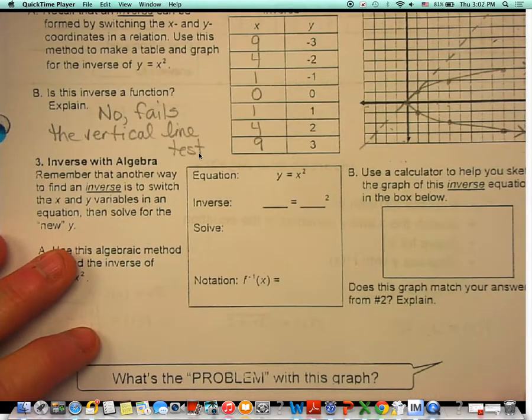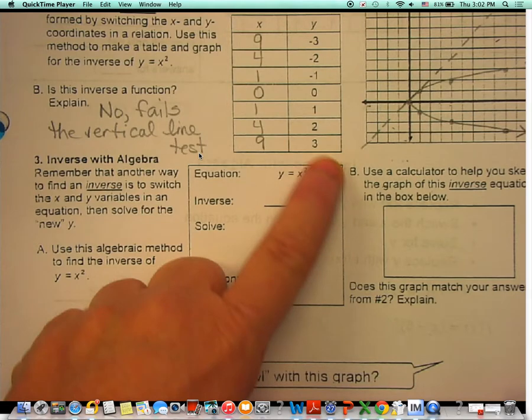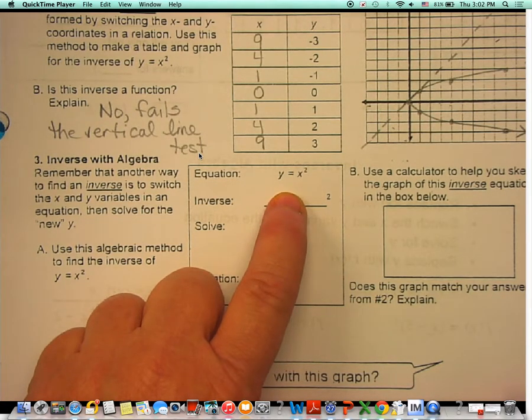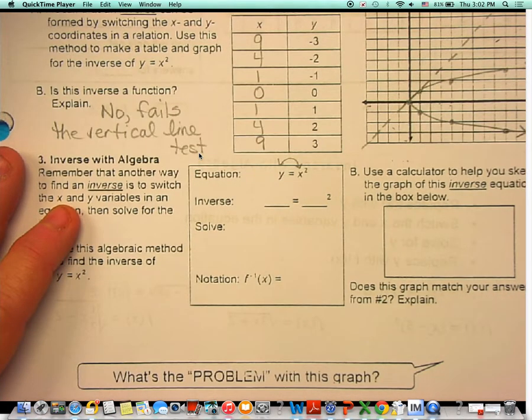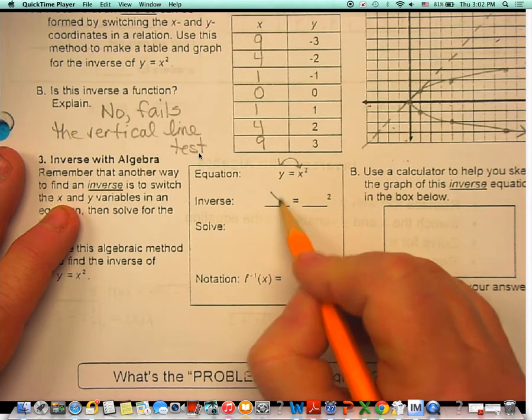Okay. Now we're going to look at the inverse of this same quadratic, but we're going to do it algebraically. So our first step would be to switch X and Y. So we're going to write x equals y squared.